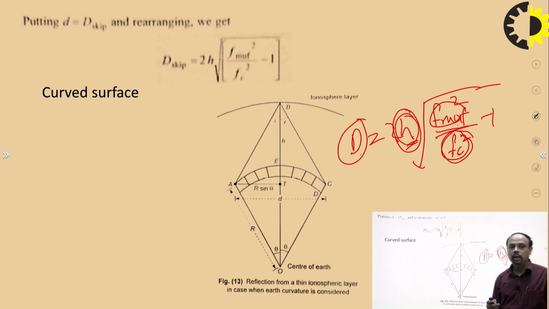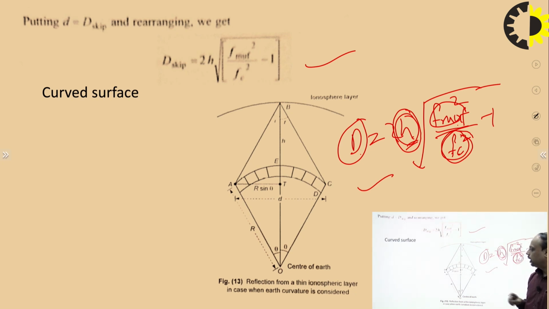Now if we consider the accurate scenario that our earth is not flat, this is the skip distance for the flat earth, but we know that the earth is curved, and the distance between the transmitter and the receiver in case of ionospheric reflection is very large. So we cannot consider that the earth is flat. We have to calculate for the curved earth surface. So now we again calculate this skip distance for the curved earth with the help of this diagram.